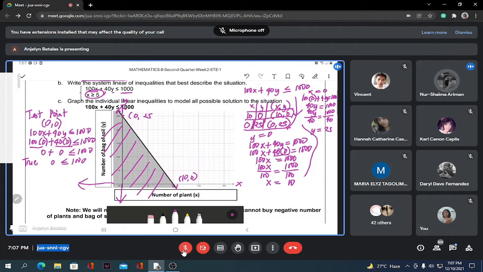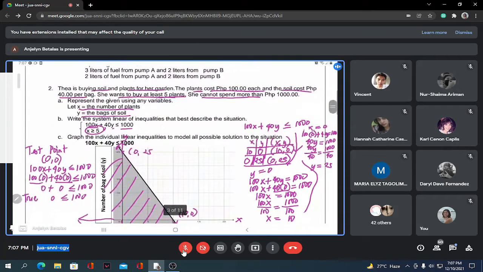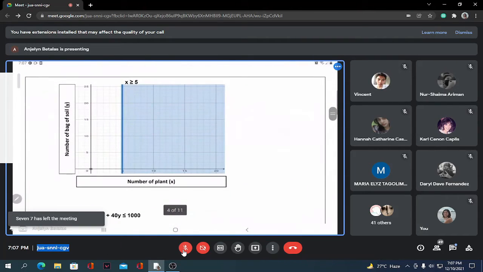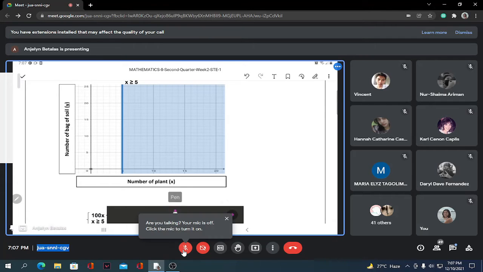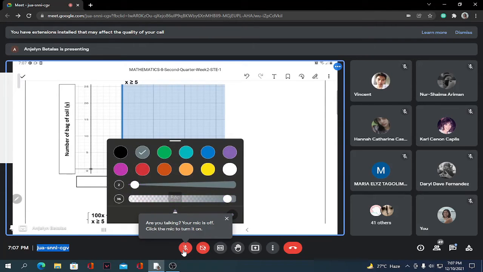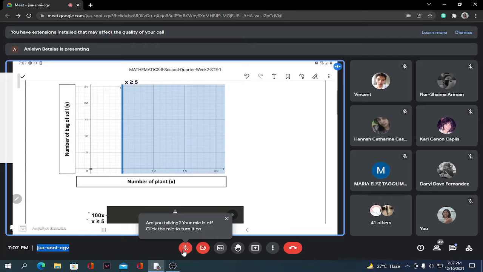And the next one is x is greater than or equal to 5. So, this is easier. Around 5. Let's continue. So, around 5, class, it's 5 on the x-axis.